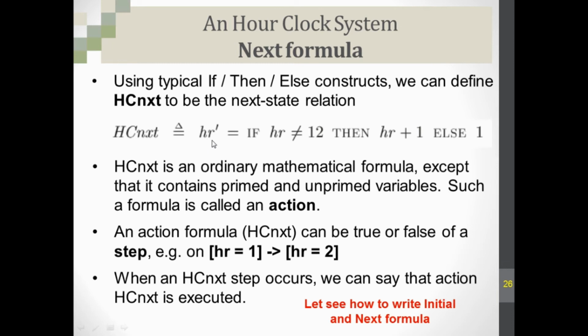So here, as we see, it's a very simple problem. We say here, before this symbol, the name of the formula, and then the new HR, HR prime equal to. So here we have conditions. If HR is not equal to 12, just increase by 1, else go back to 1. So based on the description of the system, this is the next formula.